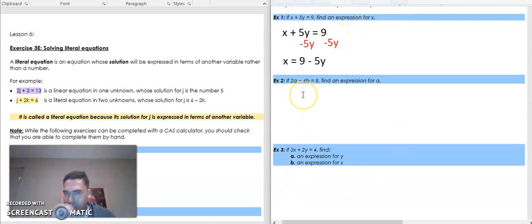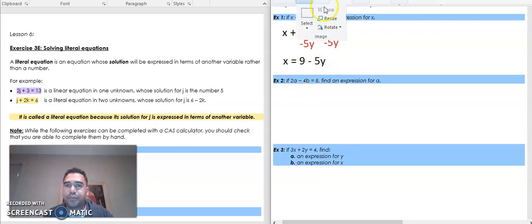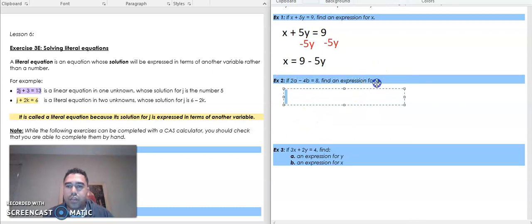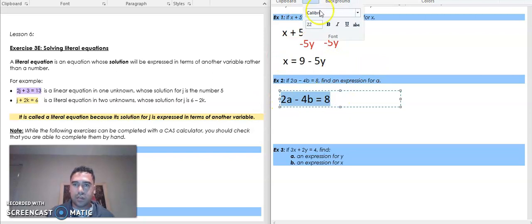The second example: if 2a minus 4b is equal to 8, find an expression for a. So right now we want to get a by itself, and we have a minus 4b, and we also have a 2 times that's associated with it as well. So again, we are going to write the expression out. 2a minus 4b is equal to 8. And I just might make this a little bit small.